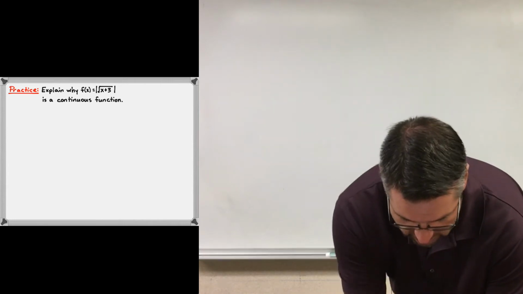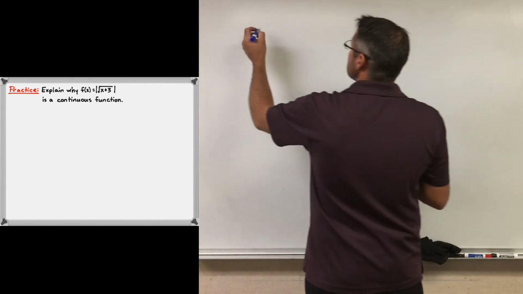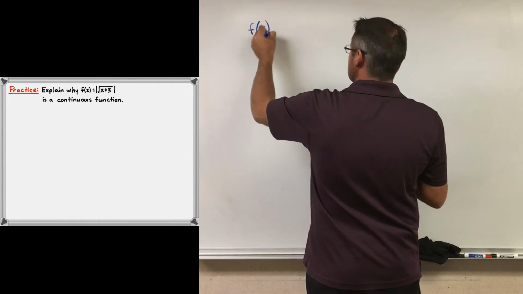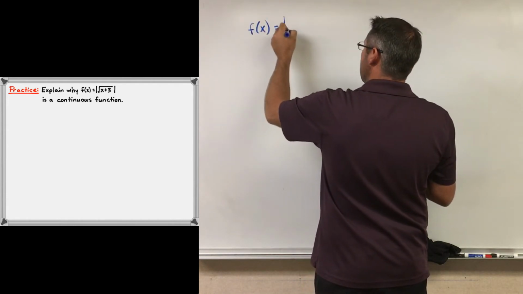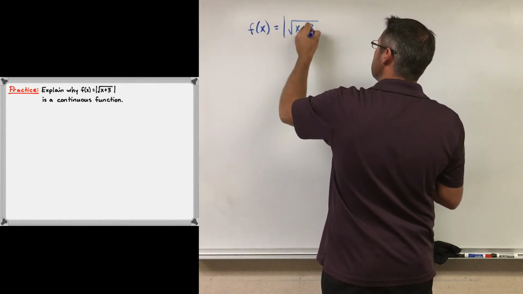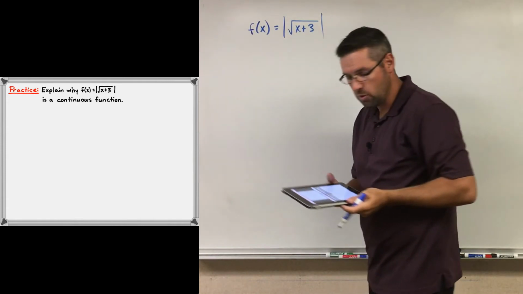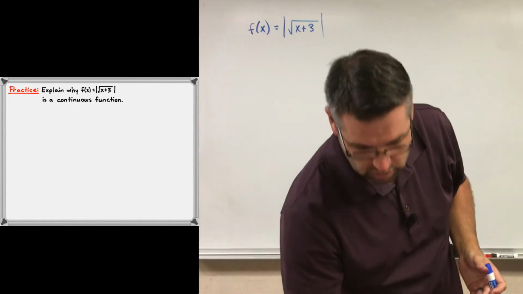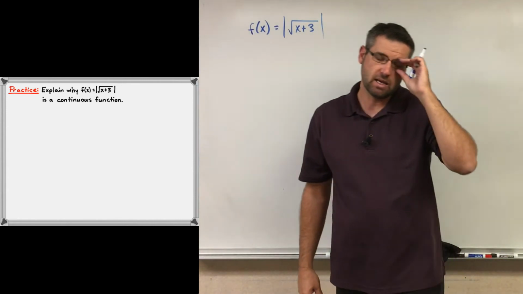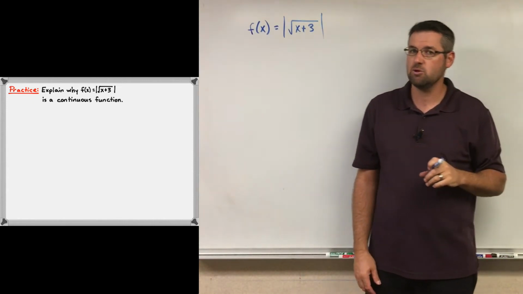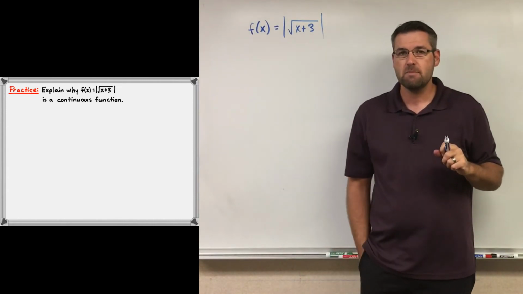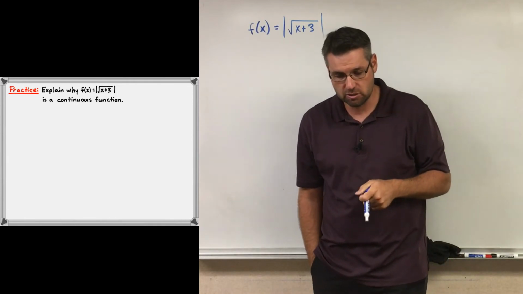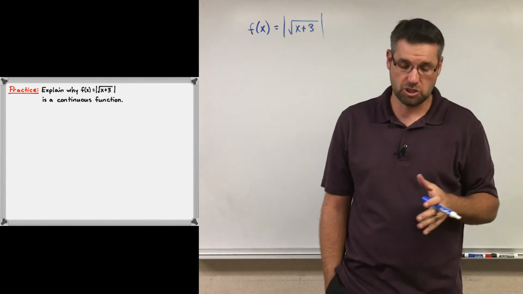All right, so here we have f of x equals the absolute value of the radical of x plus 3. Okay, and we're asking, is this a continuous function? Now, immediately you might recognize that this will not be continuous for all real numbers because the square root function has a domain restriction, okay?